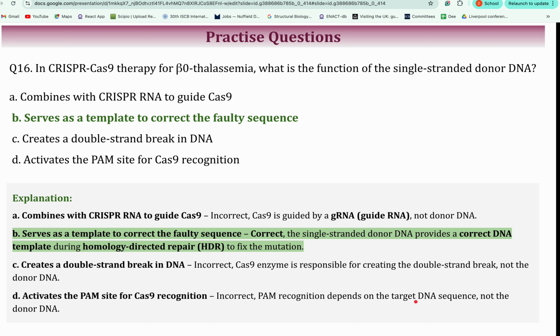So always keep this in mind that whenever the word donor is written, donor comes when we are doing the homology or homologous based repair. Okay, so I hope you won't get confused in future.